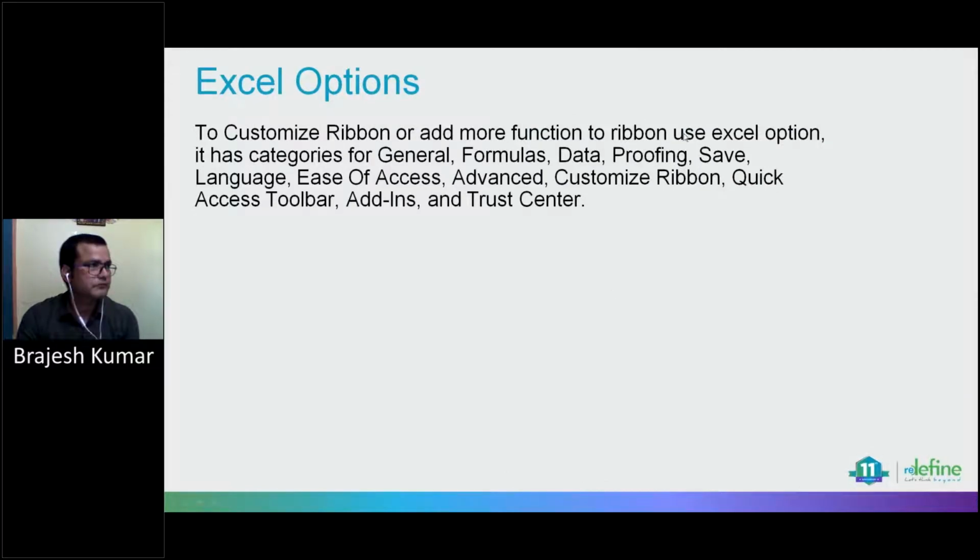Excel option. From Excel 2007, we have one option, Excel option. Excel option mainly contains options to customize your ribbon. You can add more functions from the Excel ribbon to your ribbon, and you can remove options from the ribbon by going to Excel option. We will discuss this option in the Excel workbook, how to do this.